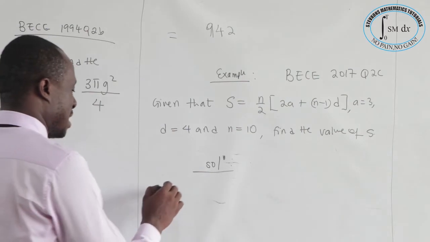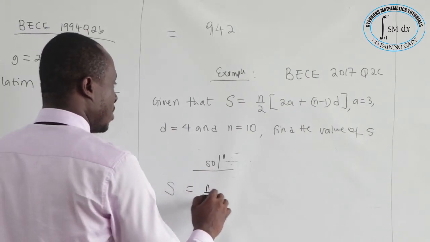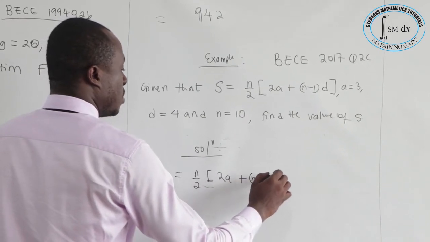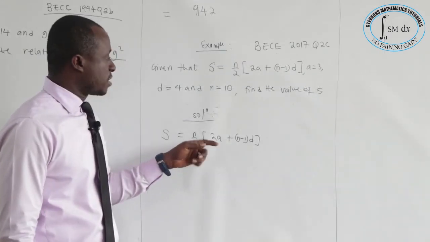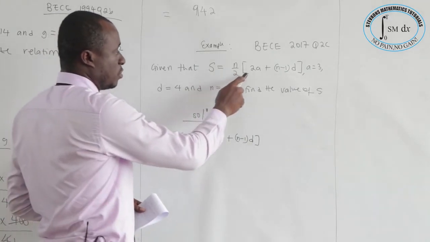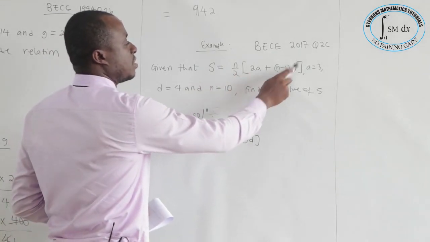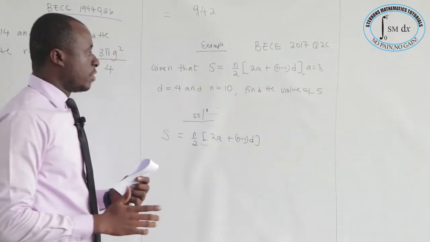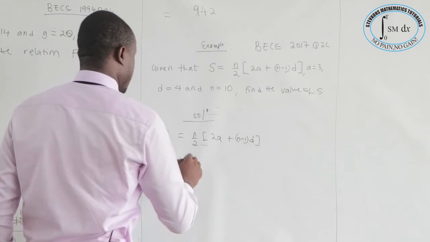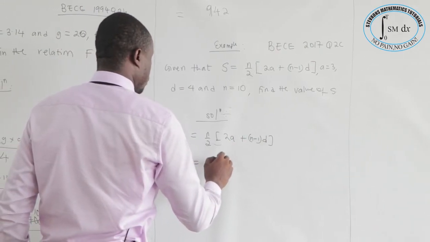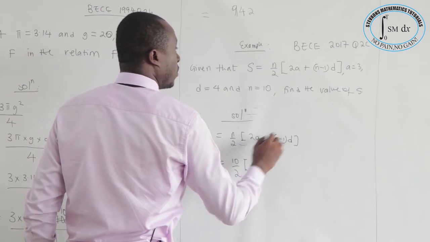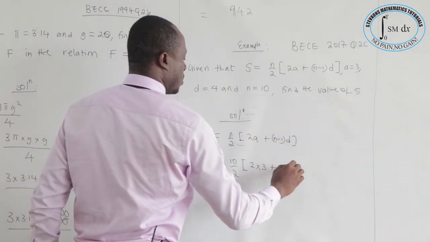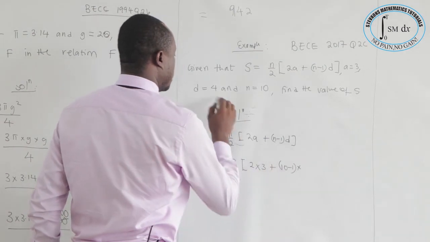Now, we know our S, which is n over 2, 2a plus n minus 1 d. So looking at it, we have to substitute the values. We have a to be 3, d 4, and n 10. Now, what is the n? n is 10, so you have 10 over 2. What's the value of a? The value of a is 3, so 2 times 3. n is 10, so 10 minus 1. And then our d is 4.